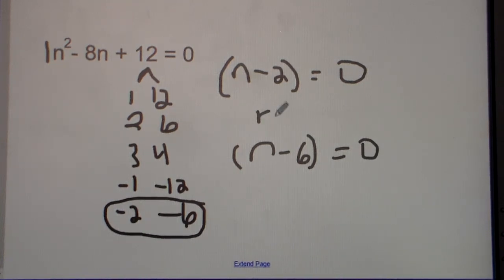Add 2 to both sides, so we get n equals 2. Add 6 to both sides, and we get n equals 6. So the two values of n that make this equation work are 2 and 6. Those are my two answers.